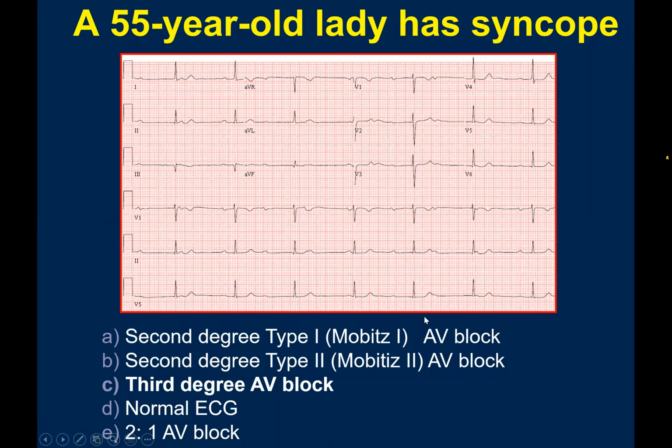So we are dealing with third degree AV block. The atria are run by the sinus node, but the ventricle is now driven from the junctional area, because you see it's a narrow QRS complex and the rate is between 40 to 60. So it's coming from the junctional area. So you're right, this is third degree AV block. And of course, if there is no reversible cause, this would be an indication for a permanent pacemaker implantation.